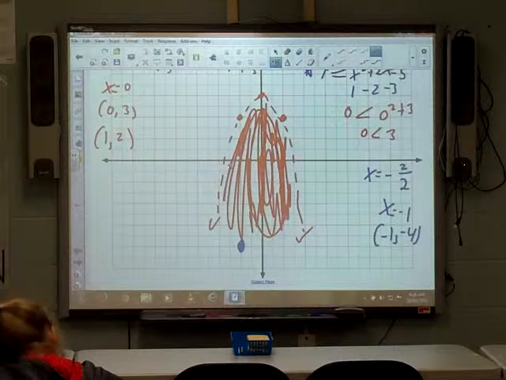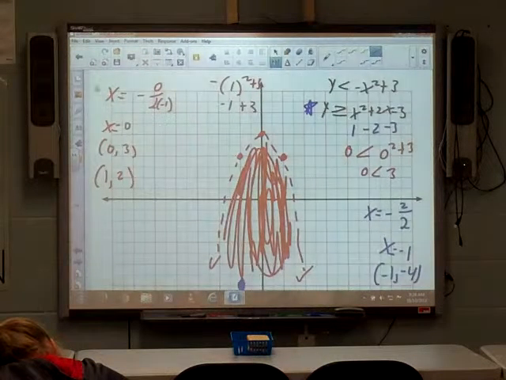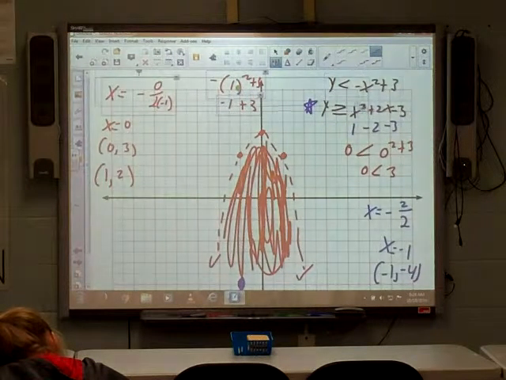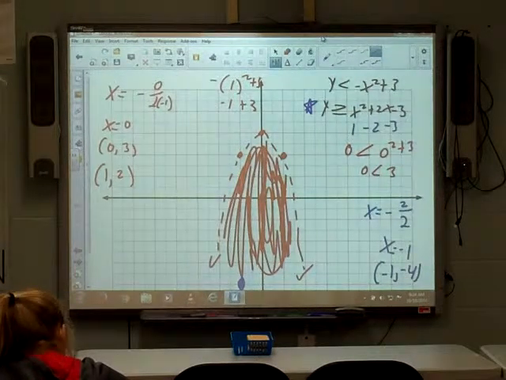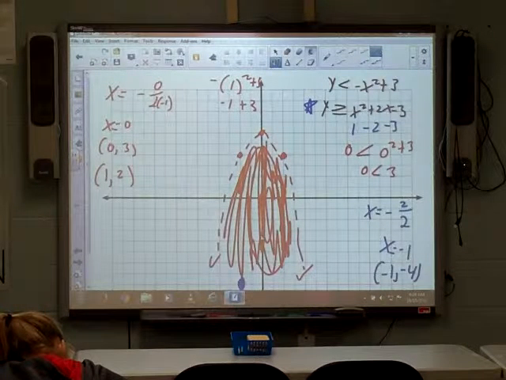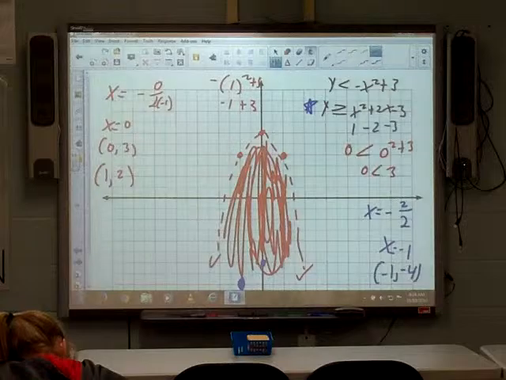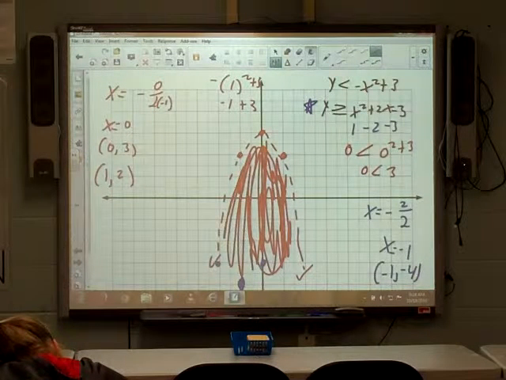So I just need to pick a point on the other side of it. Okay, if I can get this smart board to work. If I plug a 0 in, 0, 0, I'm left with negative 3, right? So I'm going to go over 0 and down 1. It's hard with all that red. And then that's 1 away from the axis of symmetry, so I go 1 away on the other side.